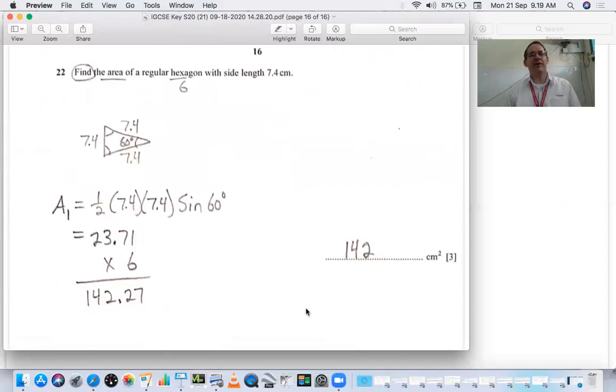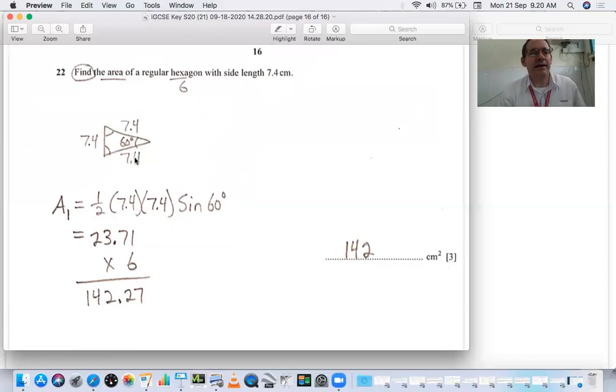Moving on, find the area of a regular hexagon with side of length 7.4. So a hexagon means you have 6 sides. It also means you have 6 equal triangles, because it's regular. So if you take 360 degrees, which would be your circle around the middle, and divide it by 6, then each of your central angles is 60. And it says that the sides are length 7.4.